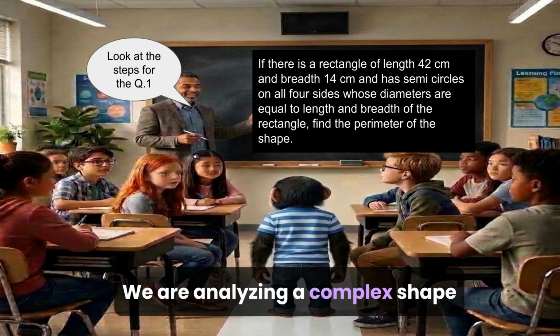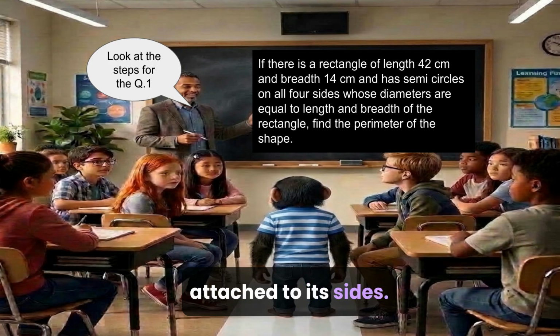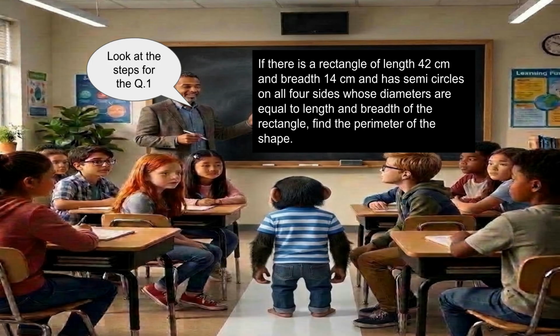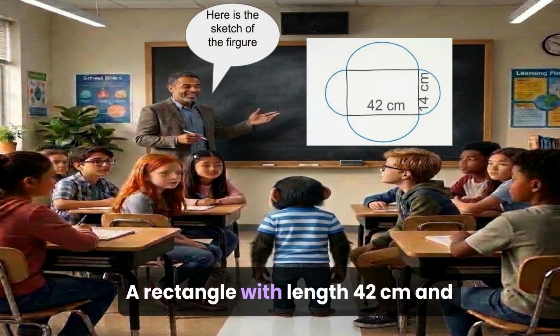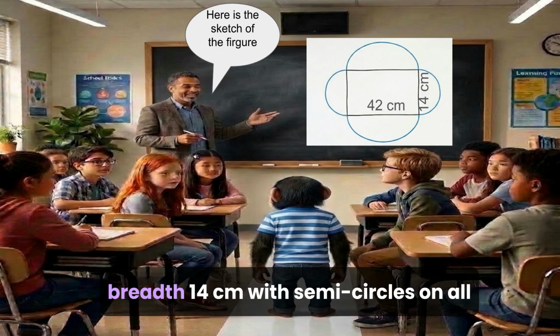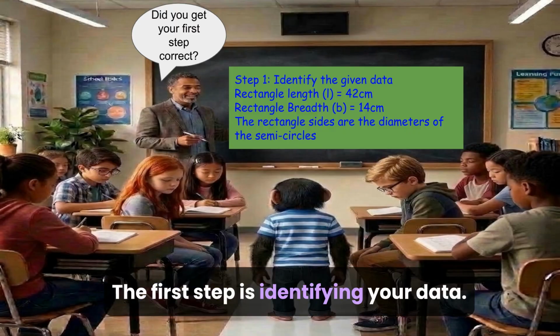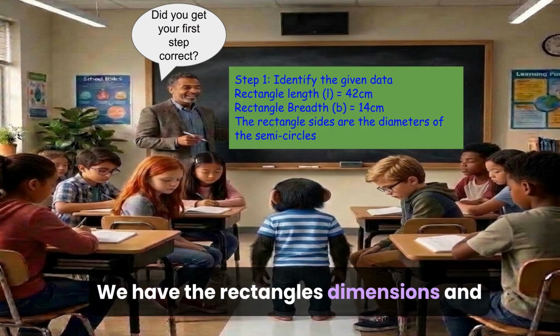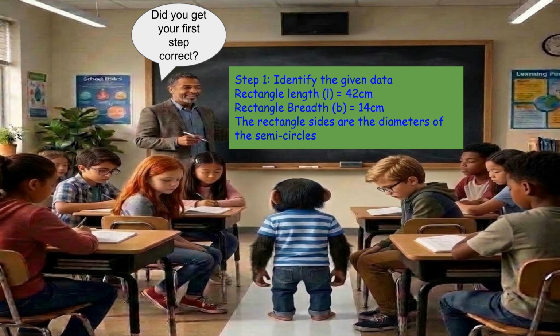We are analyzing a complex shape based on a rectangle with semicircles attached to its sides. Here is the sketch of the figure. A rectangle with length 42 centimeters and breadth 14 centimeters, with semicircles on all four sides. The first step is identifying your data. We have the rectangle's dimensions, and we know those sides act as the diameters for our semicircles.